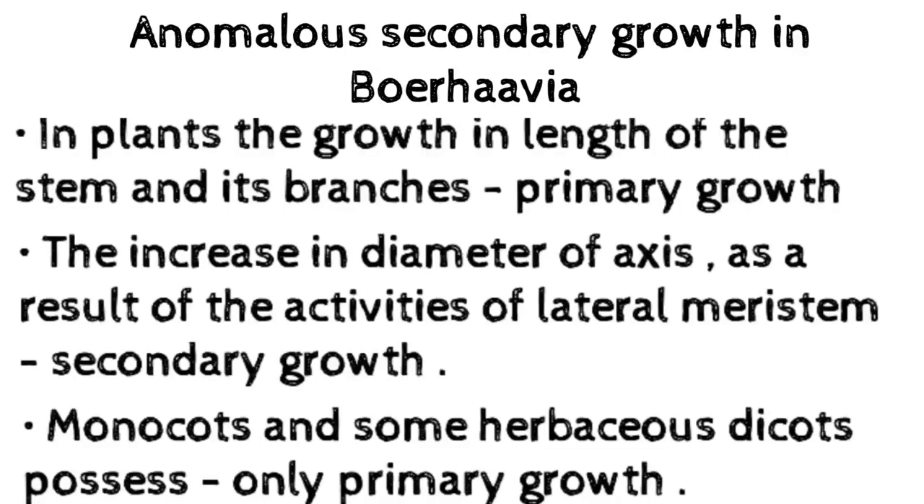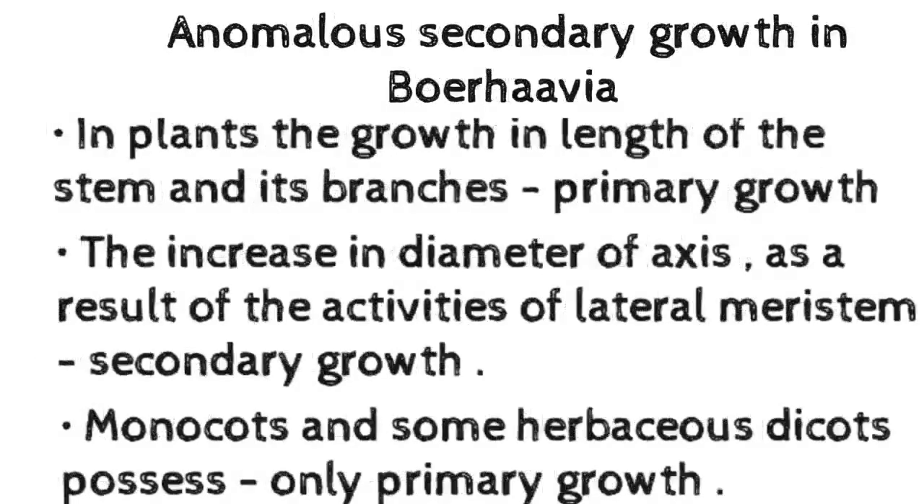Hope this helps. Anomalous secondary growth in Boerhaavia. In plants, the growth in length of the stem and its branches is primary growth. The increase in diameter of the axis as a result of the activities of lateral meristem is secondary growth. Monocots and some herbaceous dicots possess only primary growth. Gymnosperms and woody dicots also possess secondary growth along with primary.